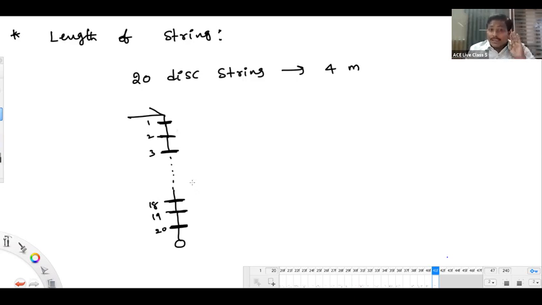Now, to improve the string efficiency of this 20 disc string, we have to provide the guard wire something like this, with certain distances. How much is the length of guard wire, approximately, required to improve string efficiency for this one? We should not keep the guard wire close. It should have a good distance. Tell me please, how much distance?